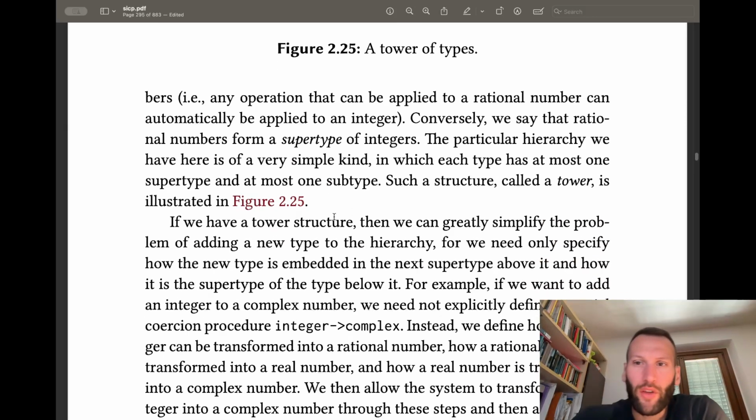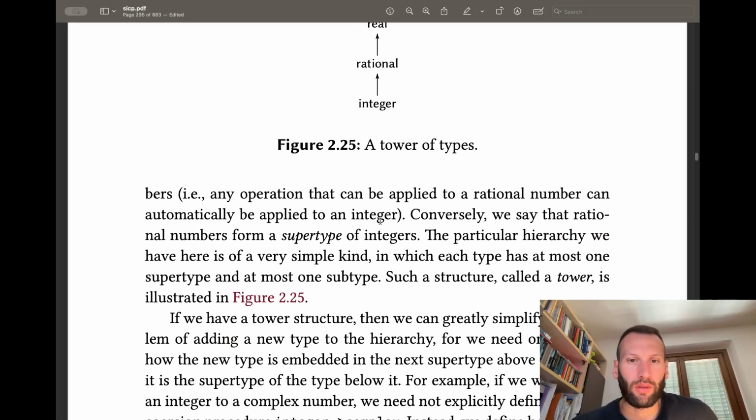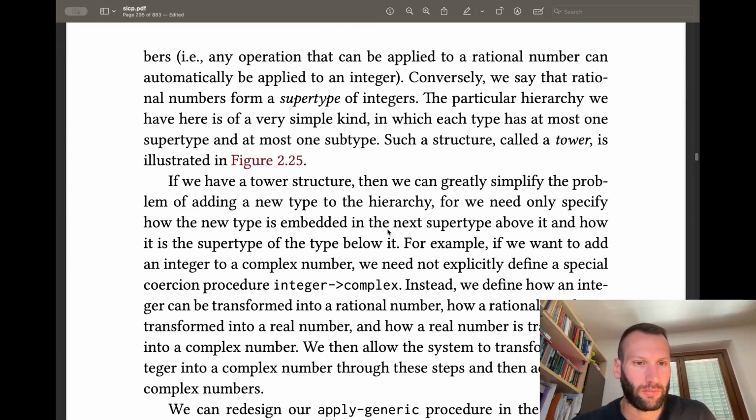Conversely, we say that rational numbers form a supertype of integers. The particular hierarchy we have here is of a very simple kind, in which each type has at most one supertype and at most one subtype. Such a structure, called a tower, is illustrated in figure 2.25. And this is our tower of types.